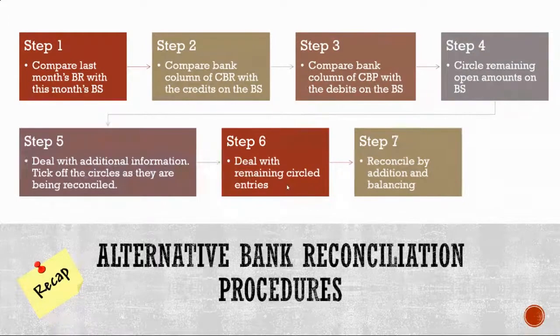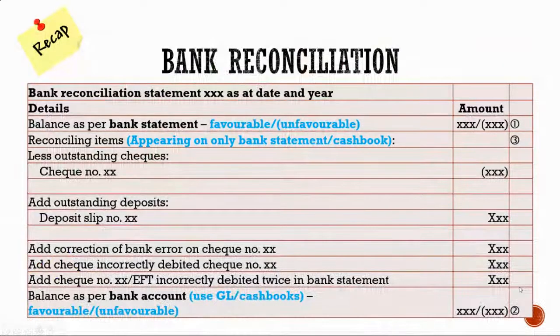Then step 6 was now dealing with the circled entry. So 4 to 6 is that whole process. And then 7 is balancing your bank statement balance back to your general ledger balance. Now this is just the format of your bank reconciliation to help you out because you haven't done this before. This is just your framework to study it till you get the hang of it.